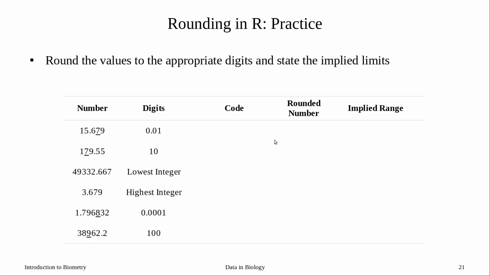At this point, I would start a Markdown document for this presentation and start with rounding and just annotate and say I'm going to round a specific number to this certain value. Here's the code. R will give you the output, and then you can give the implied range. So pause the video, open up R Studio, and round these numbers.